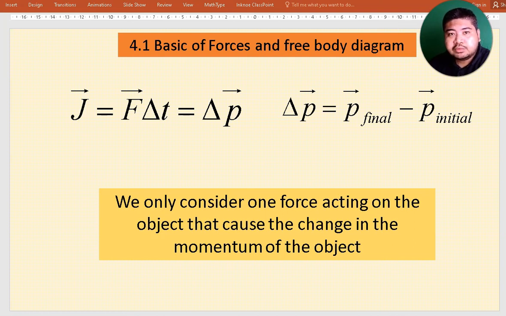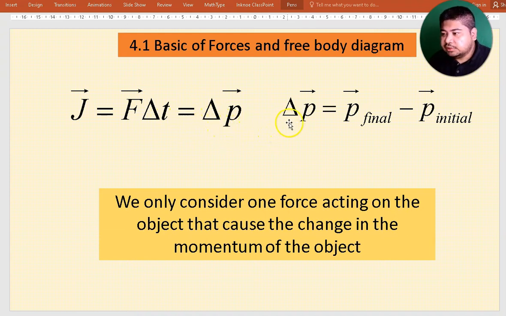In this video we are going to look at chapter 4, basic forces and free body diagram. If you look at the slide, we have the equation of impulse. So F times delta T equals delta P. F is the force that is applied to an object, and delta T is how long the force is applied, or how long the force is in contact with the object. And the product of force times the time of impact is equal to the change of momentum of the object.